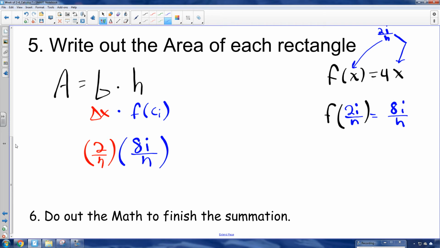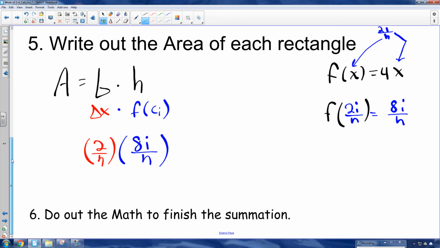But we want to do this for infinite rectangles. So we want to add up all of these rectangles with I is 1. And how many rectangles do we want to add up? We want to do this infinite times. And so what we're going to do is take the limit as n goes to infinity. Instead of putting an infinity up there, we're just going to take the limit as n goes to infinity. So we're going to go to n, and then we're going to make n go to infinity. And that's kind of a little sneaky way of getting that done.